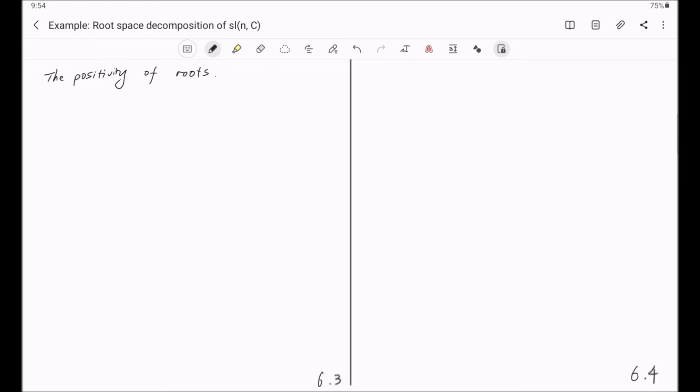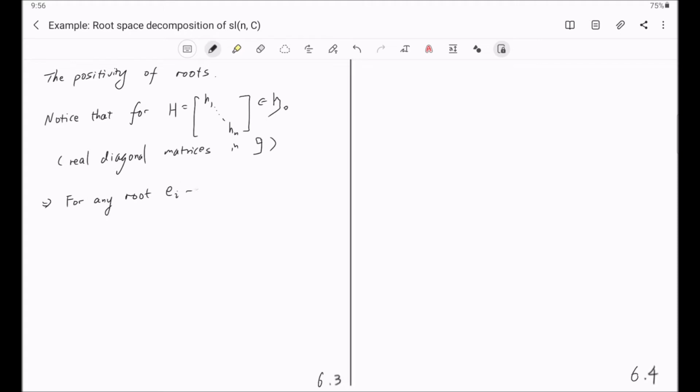First, we notice that for a real diagonal matrix, namely H with entries H1 through Hn that lives in H0, this means this is a real diagonal matrix. Clearly we have, for any root Ei minus Ej in Delta, Ei minus Ej applied to H is Hi minus Hj. This is in R, a real number, because this matrix is a real matrix.